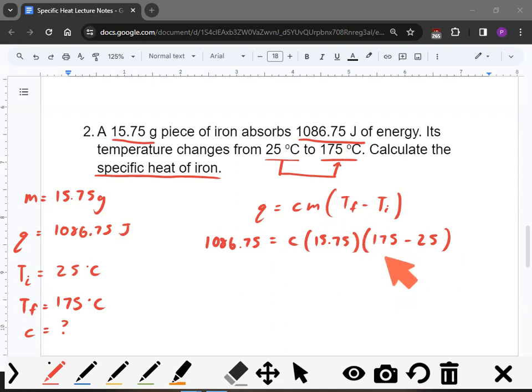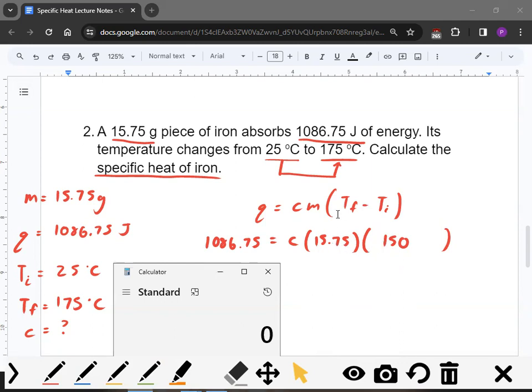Okay, so let's start with the parentheses because we got 175 minus 25. And if you guys remember the order of operations, we got to do parentheses first. So 175 minus 25. Hopefully you guys got 150. All right, next step, what we're going to do is multiply 15.75 and 150. Same thing as before. Multiply the stuff that's on the same side. So on the right side of the arrow, you're going to get C times 2,362.5. And that's going to equal 1086.75.